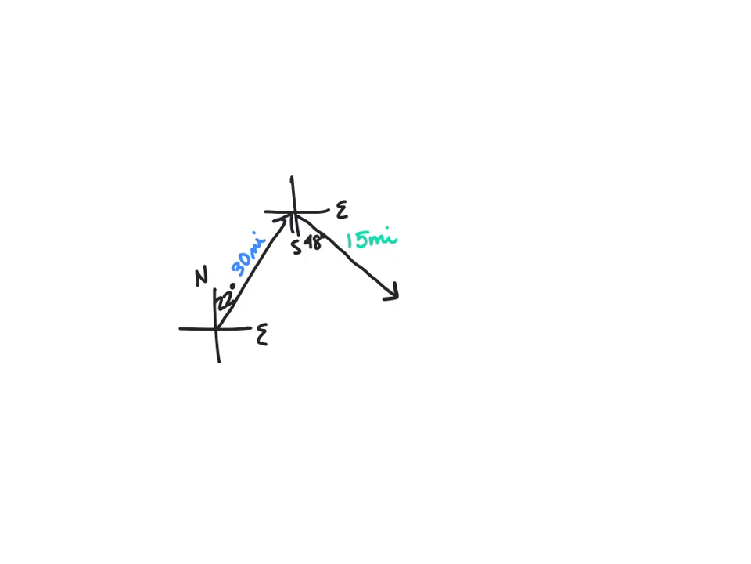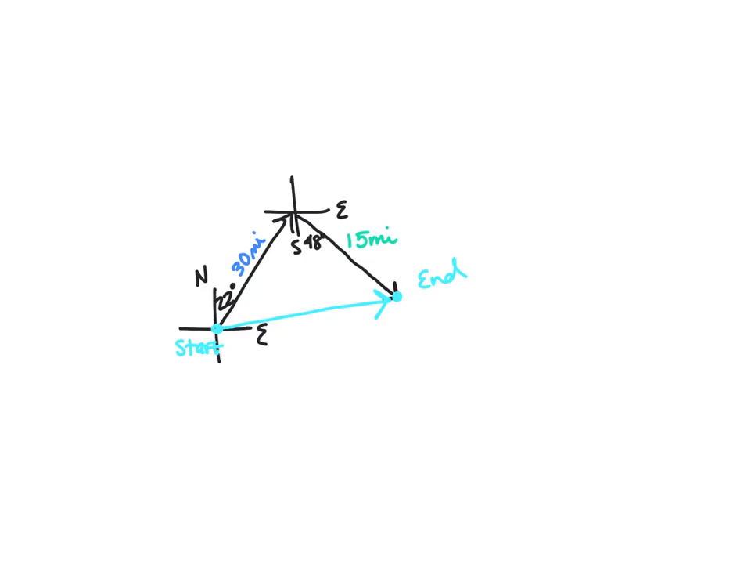Now it says we want to find the ship's resultant velocity, meaning we want to find the speed and bearing that the ship actually traveled. Remember, the resultant is what takes you from start to finish. So we started over here. We finished. Here's our end. So the resultant is that vector that goes from beginning to end.